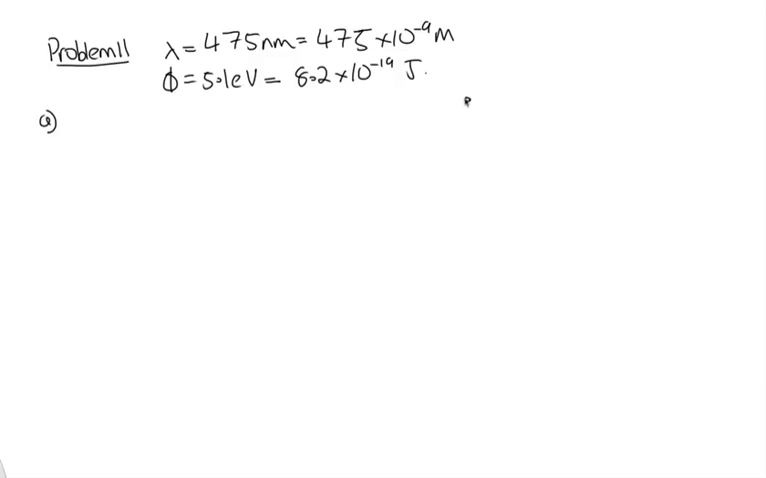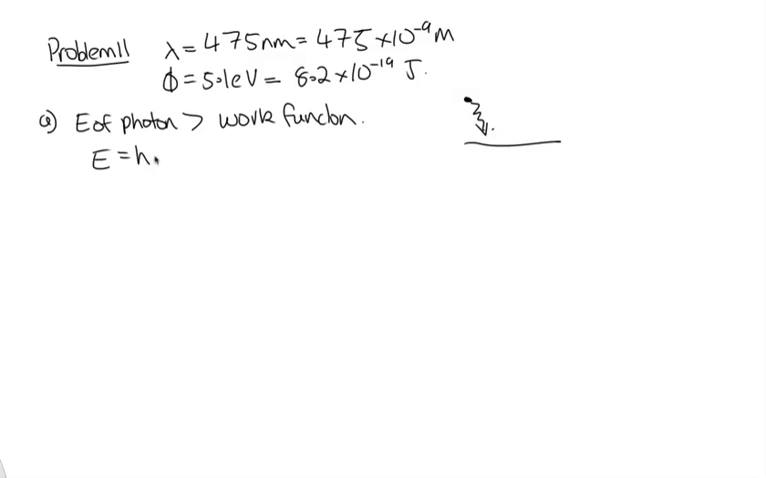So to release an electron from the surface, this photon coming in must have enough energy to overcome the work function. So we need energy of photon greater than work function. So what we're going to need to do is work out the energy of this photon. To do that, we're going to have to use E is equal to hf, where h is Planck's constant, which is 6.626 times 10 to the minus 34.